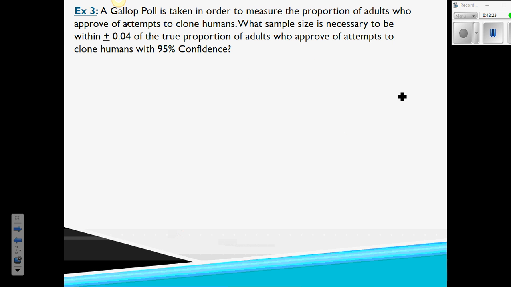Let's do an example. You guys ready to see the example? It's the same example from earlier. It's the cloning example, right? So what's the first thing that we're going to do here if we're trying to talk about the margin of error and we're trying to determine sample size? Well, we know that the margin of error is going to be equal to the critical value, z star, times the standard deviation of the statistic, the square root of p hat q hat over n. All right.